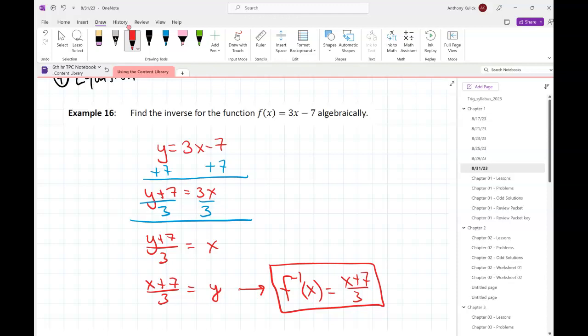Joey: Could you write it like 1/3 x plus 7/3? Absolutely. Yes, you could write it that way as well. They're equivalent statements. One is not preferred over the other. I like writing it this way because it's a little less writing. I only have to write 1 3 instead of 2 3s. But they are the same thing and would be accepted equally.